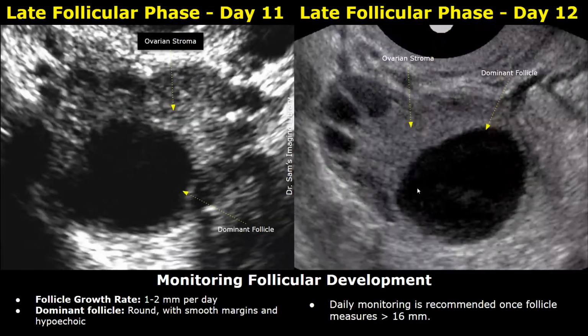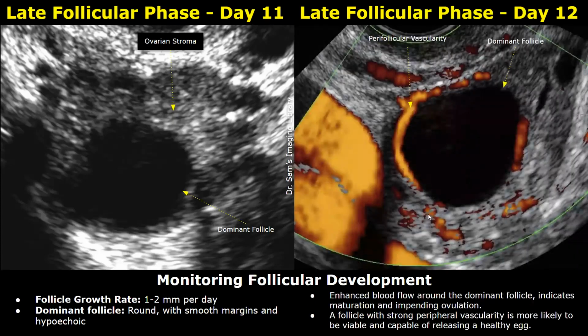Here are more images obtained on day 11 and day 12 in different patients. In this day 11 image, you can see one large dominant follicle, whereas other follicles are much smaller in size. The appearances of dominant follicles can vary. This image is obtained on day 12. You can easily see a large dominant follicle.